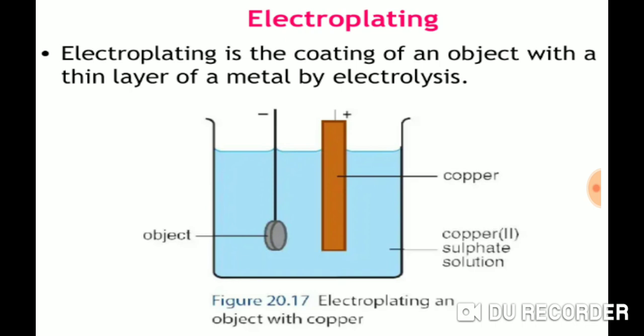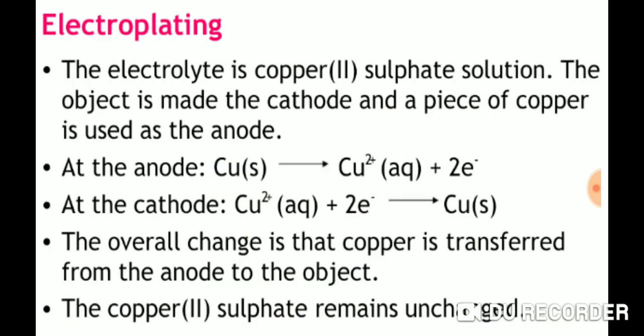So this is electroplating of an object using copper. You can see copper is made the positive electrode, whereas the object which is to be electroplated is the negative electrode. In electroplating, the electrolyte is copper sulfate solution. The object is made the cathode and a piece of copper is used as the anode. At the anode, copper loses 2 electrons to form copper ions, whereas at the cathode, Cu2+ ions gain 2 electrons to form copper. So the overall change is that copper is transferred from the anode to the object.